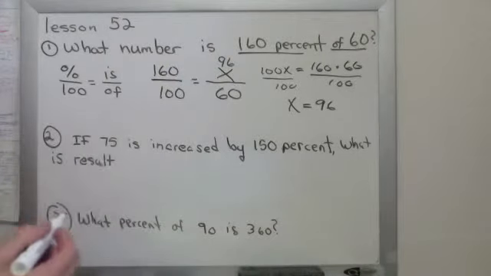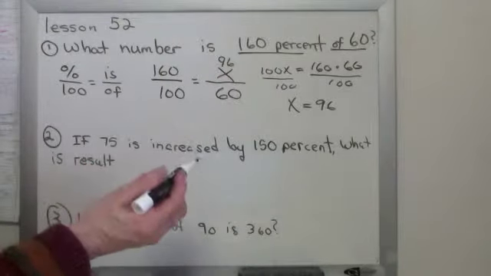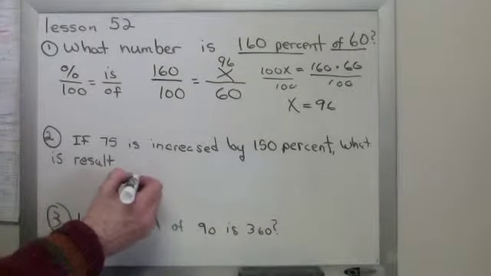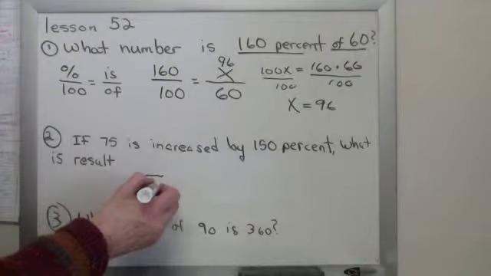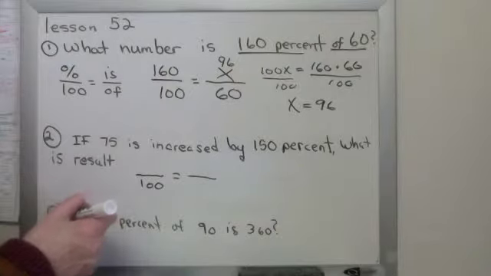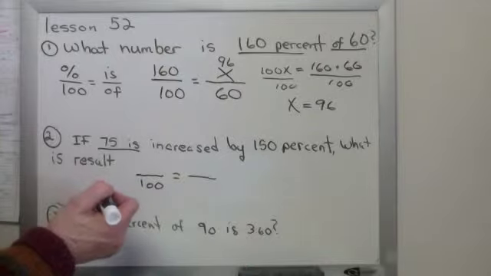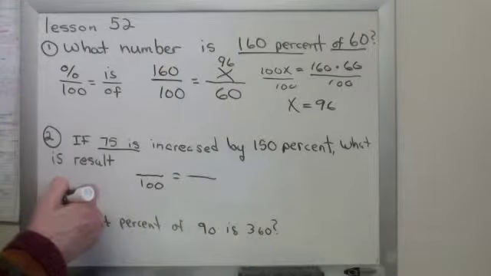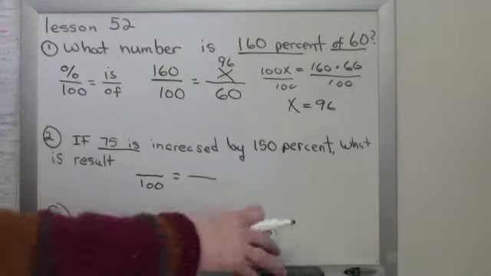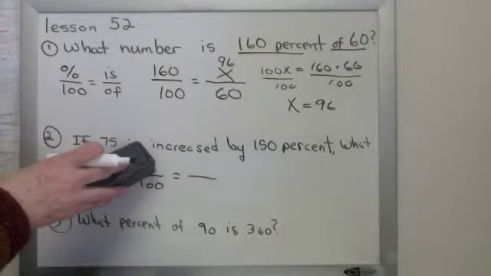All right, let's try another one. If 75 is increased by 150%, what is the result? Now this one's a little bit tricky. Again, we've got percent over 100 equals is over of, so I've got my little proportion set up. I need to figure out where things go. 75 is, so where do you think the 75 goes? Whoa, I didn't think about that one quite correctly, did I? I jumped the gun here.